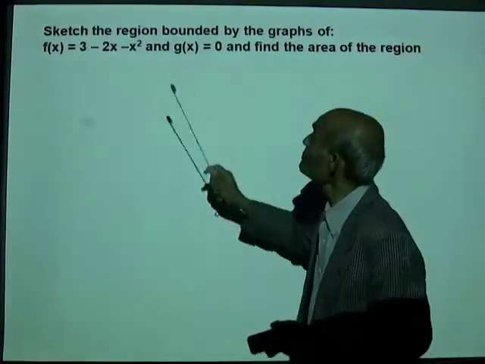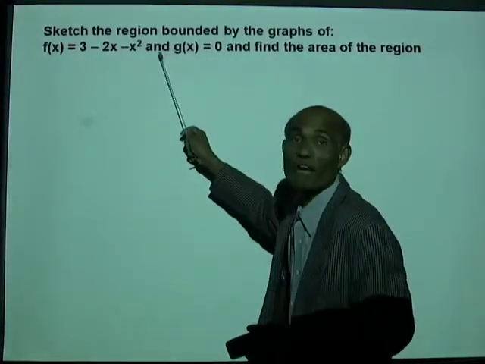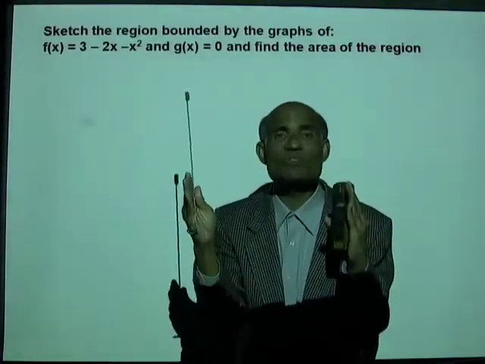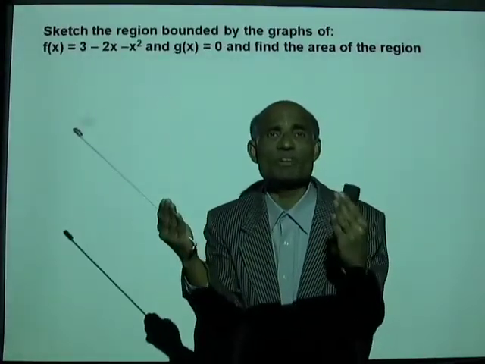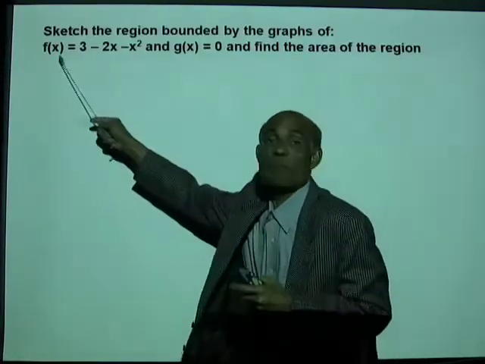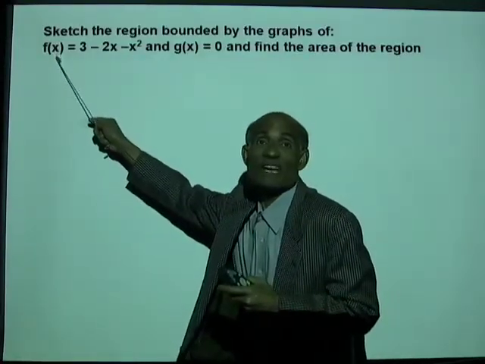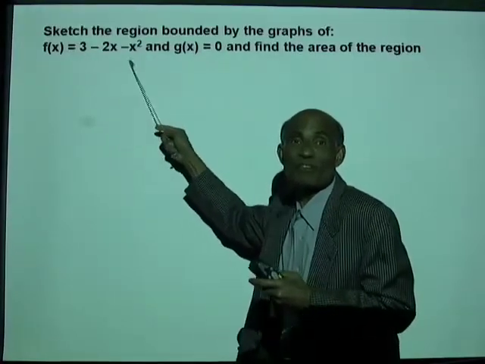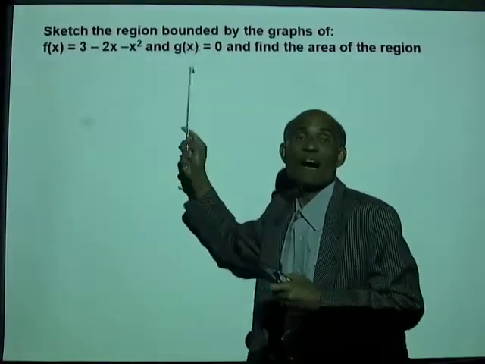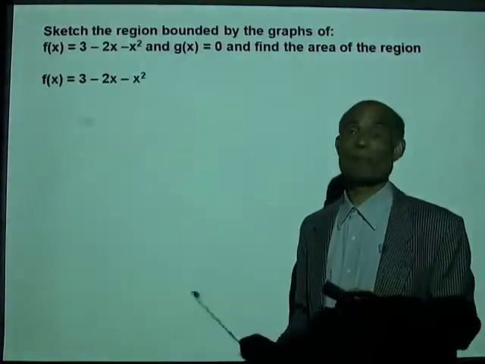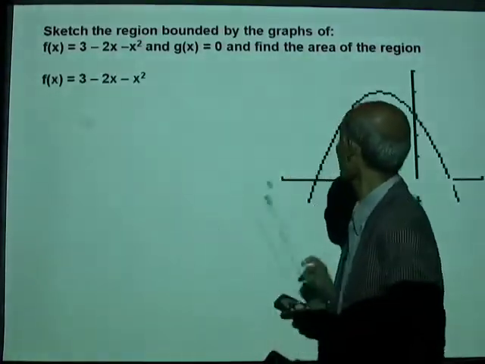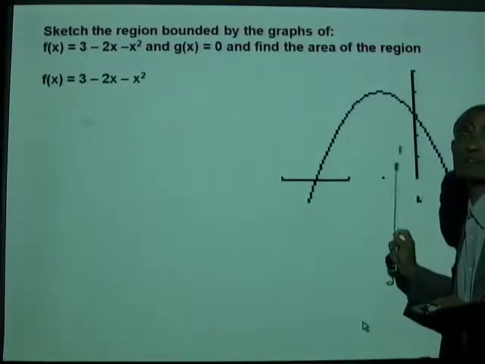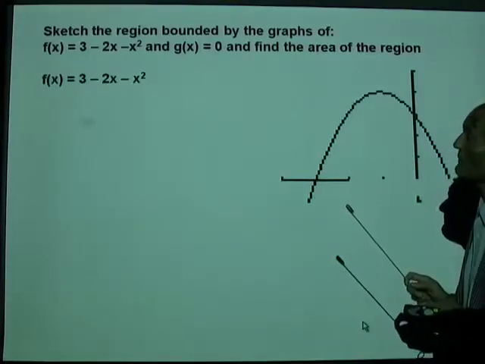Now, in order to find this area, we need to know the boundaries. X equal to a to x equal to b. How do you find the boundaries? The boundaries are obtained by setting f of x equal to g of x, or set f of x equal to 0 and solve for x. So this is our f of x. And look at the graph of that. I'm sure you can draw that graph and get this result.